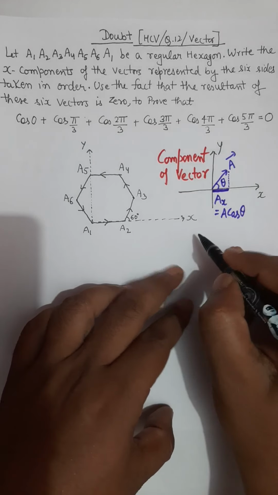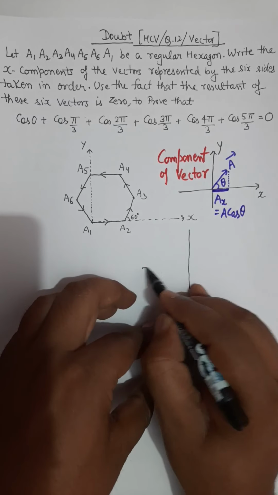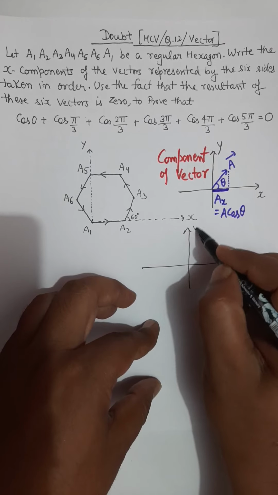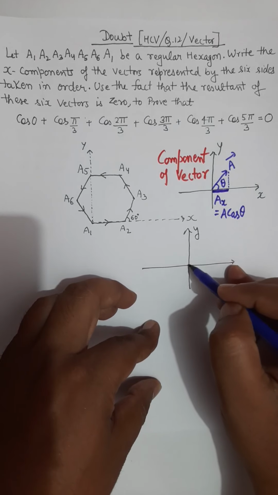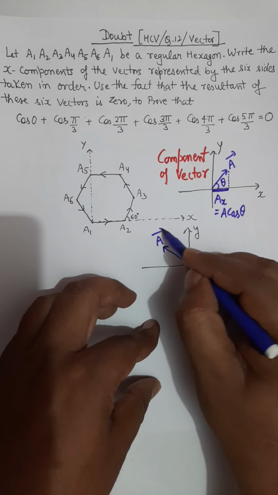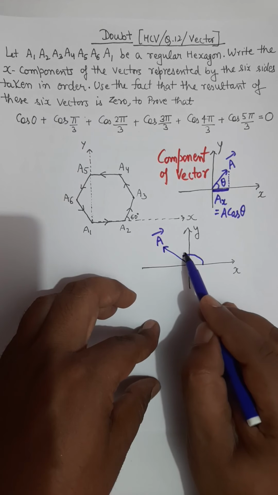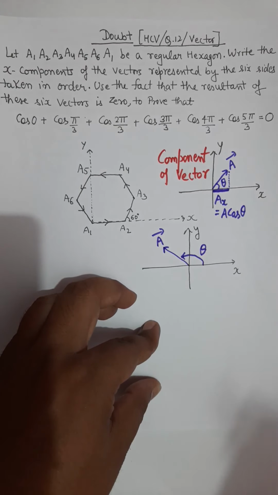You can have a vector in some other quadrant also. Let's say the vector A is in the second quadrant now, and it makes theta from the positive side of the x-axis. This angle is theta now.